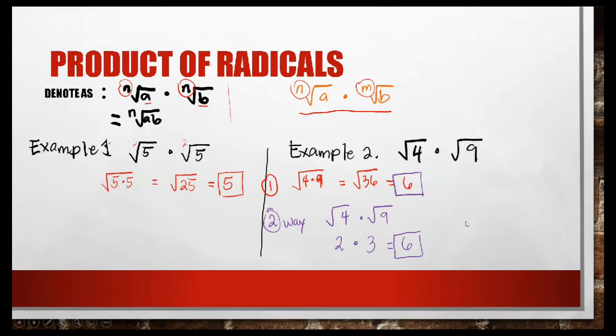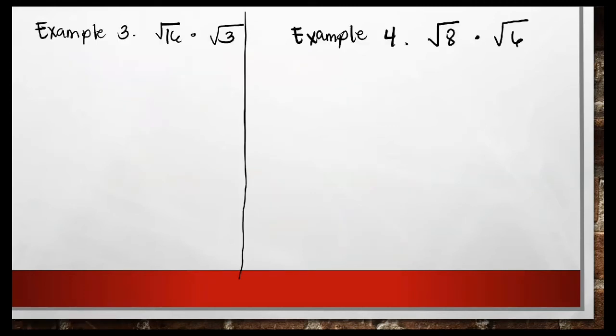Let's proceed with our example number 3. For our example number 3, we have the square root of 16 times the square root of 3. Since our index is the same, let's use the first way, which is multiplying the radicand if they have the same index.